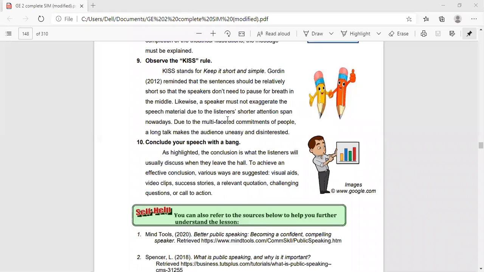Okay, number 10, conclude your speech with a bang. So as highlighted, the conclusion is what the listeners will usually discuss when they leave the hall. So to achieve an effective conclusion, various ways are suggested: visual aids, video clips, success stories, a relevant quotation, challenging question, or a call to action. But end with katong bago natong gitudlo, katong food for thought, no? A question. Instead of saying thank you, you say food for thought. Then you end. So it leaves a lasting impression to the listeners.